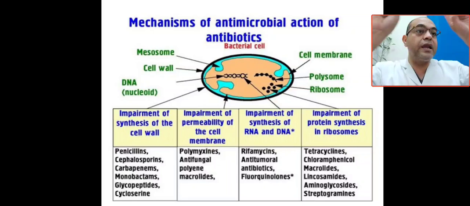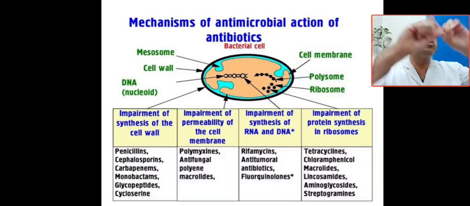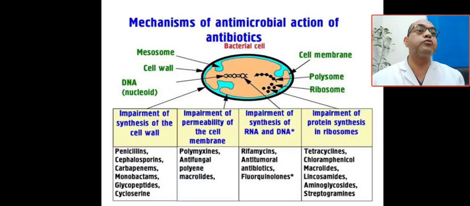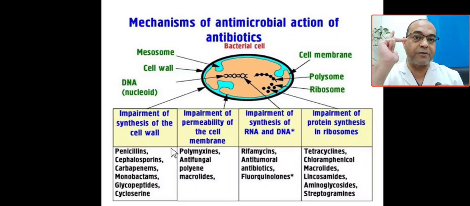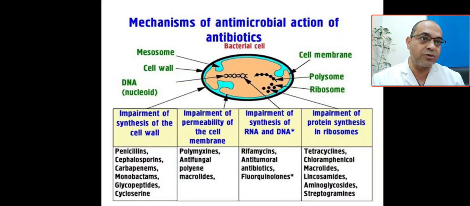4 mechanisms: cell wall, cell membrane, nucleic acid, RNA and DNA, and protein synthesis in the ribosome. What is the antibiotic that acts on the cell wall? It will be penicillin or the beta-lactam, penicillin and amoxicillin, or cephalosporin like cefotaxime, and carbapenem like meropenem, and also glycopeptide like vancomycin. So this is beta-lactam, cephalosporin, carbapenem, and glycopeptide. It will act on the cell wall. On the cell membrane, this is polymyxin and antifungal and macrolide.